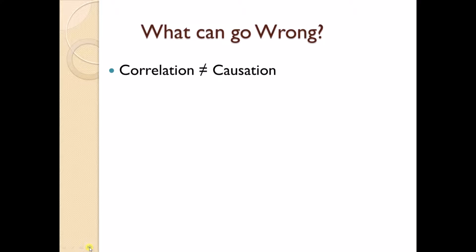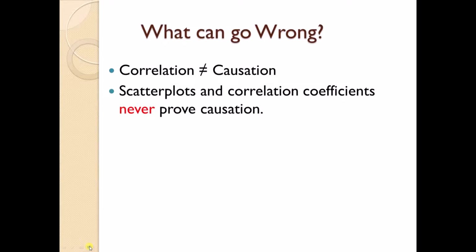So what can go wrong? Again, correlation does not equal causation. Be really careful with this. You can get things that are just comically unrelated that are almost perfectly lined up and will give you an extremely high R value, right? We're going to cover that again in a few days. Just absurd things. Scatter plots and correlation coefficients never prove causation. In fact, we never prove anything. We would need an experiment to really show any kind of causation, and this is not it.